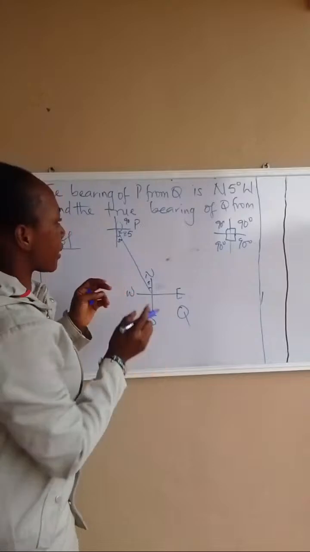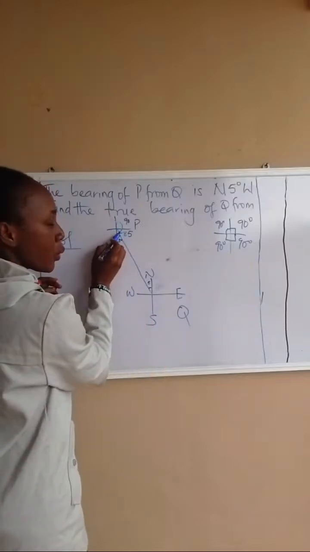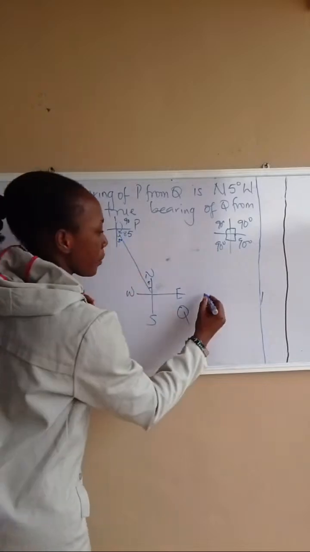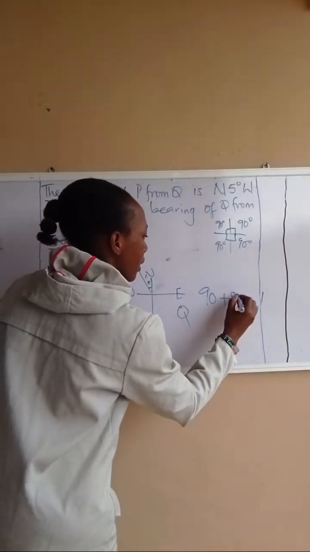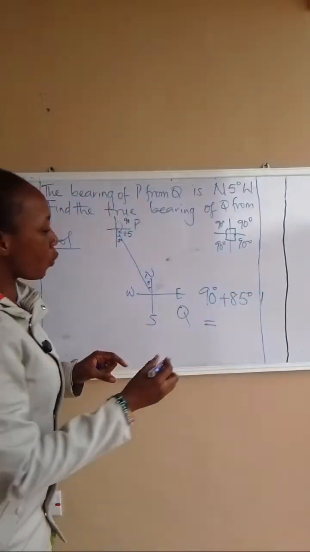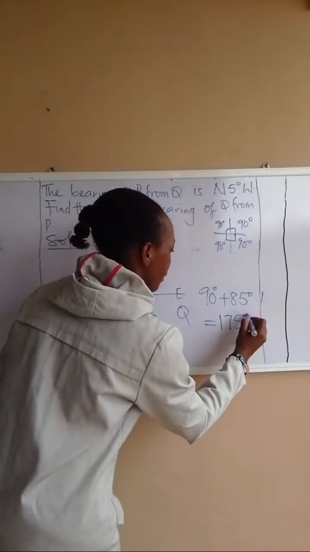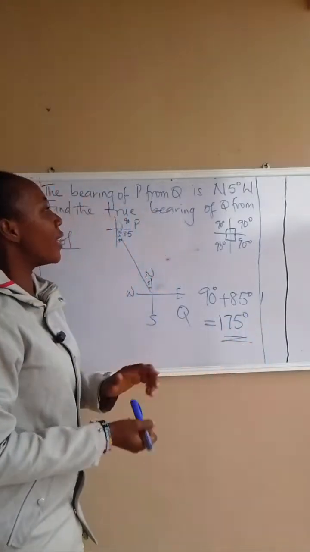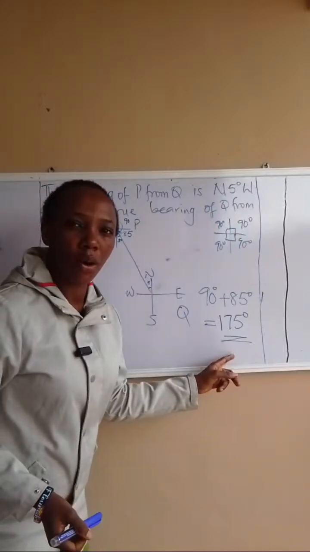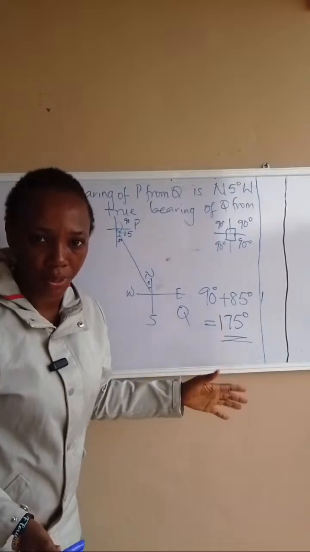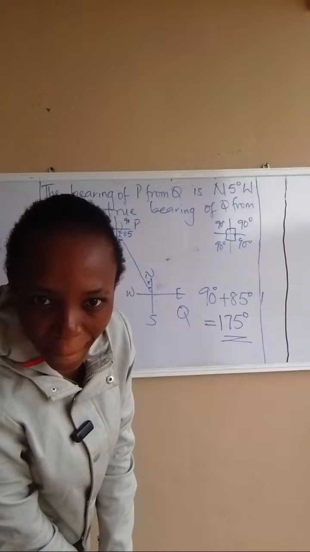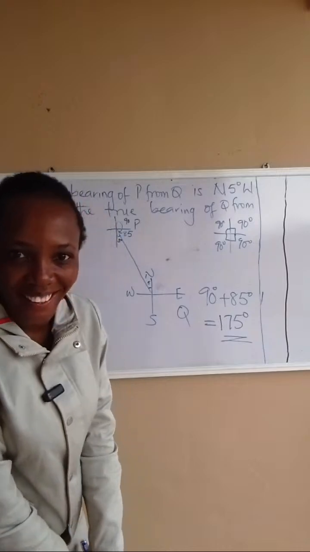Now, how do we add it from here to this point? We say 90 plus 85 degrees. That will give us 175 degrees. So therefore, the true bearing of Q from P is 175 degrees. That is the final answer.